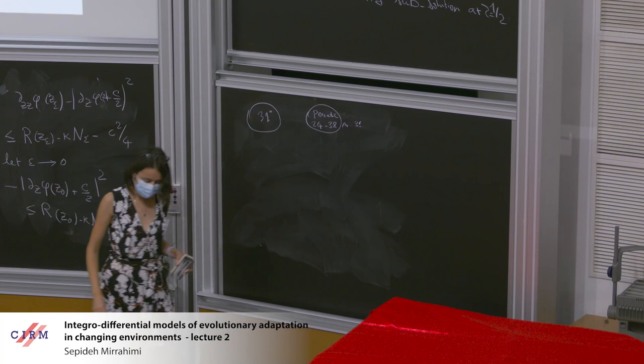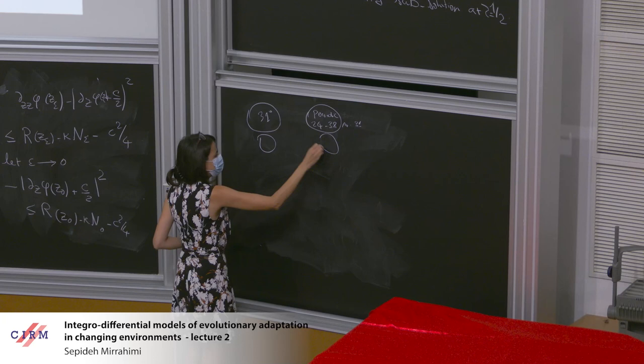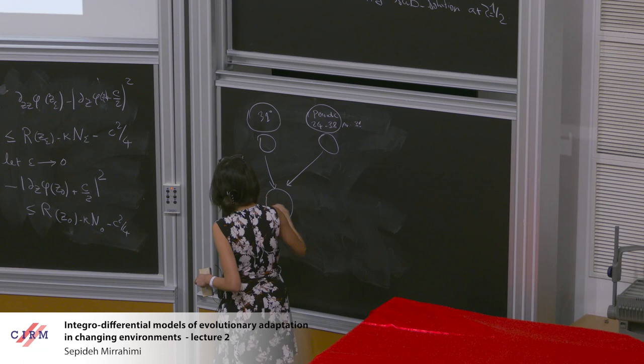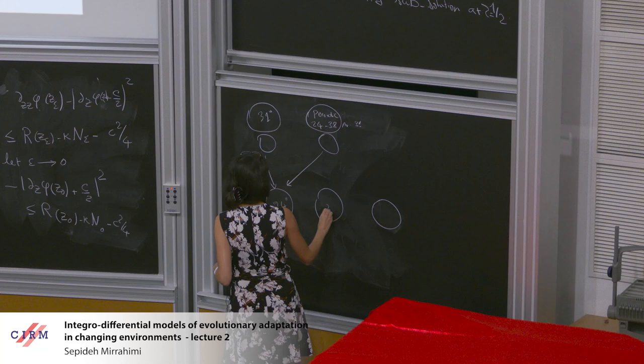Okay? So we had these populations that evolved in these two different environments for a long time. And then they sampled these populations and they put them in different environments. For instance, in temperature 24, 31, and 38.